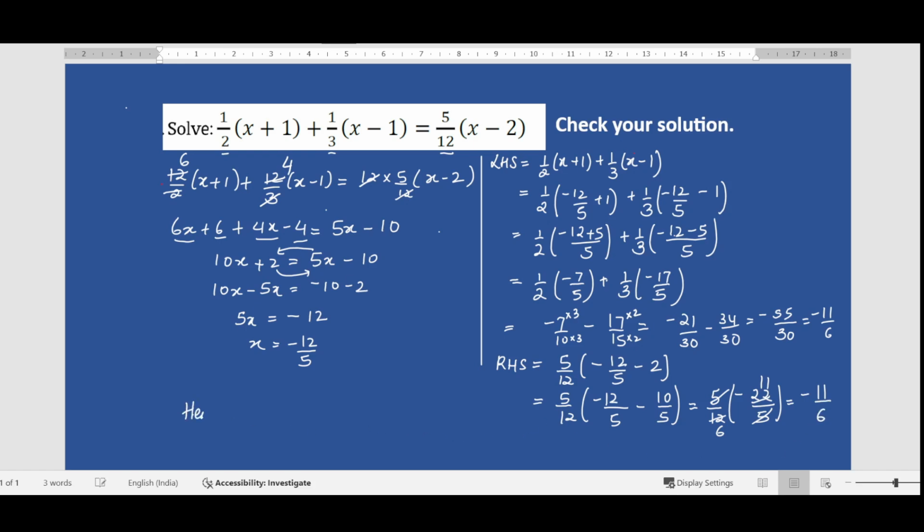Hence LHS is equal to RHS. So our solution is correct.